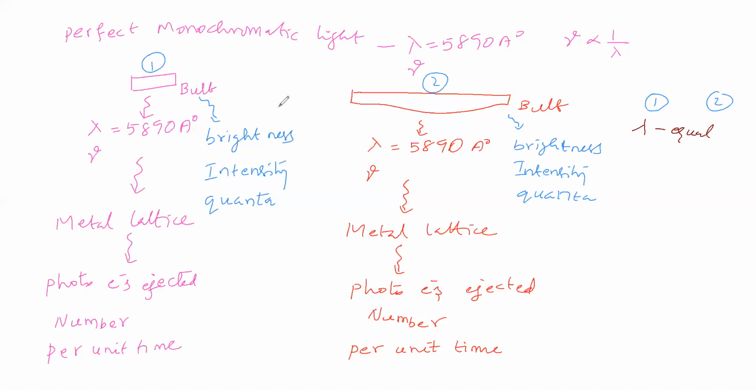The first bulb is emitting light that has a wavelength. The second bulb is emitting light that has a wavelength. Shall we say the wavelength of light emitted by the first bulb and the second bulb are equal? Then we will see the frequency of radiation. This wavelength we will substitute in this formula, and we will get the frequency. So the frequency of radiation emitted by the first bulb and the frequency of radiation emitted by the second bulb, shall we say they are the same?